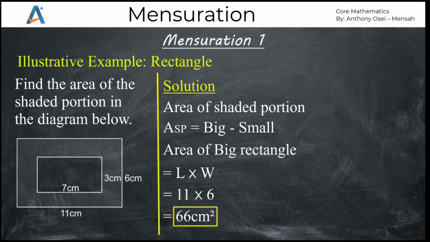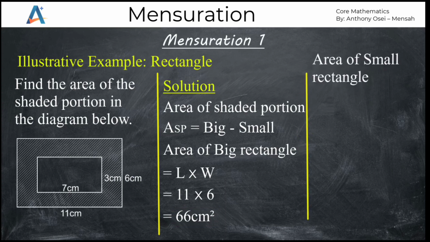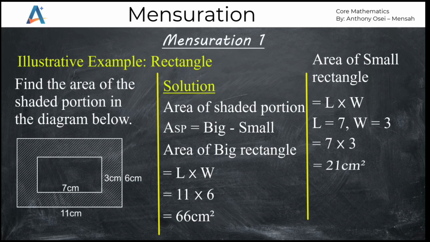Let's find the area of the small rectangle. Area of the small rectangle is also given by the same formula. So area of small rectangle is given as the length times the width. Now if you check, the length of the small rectangle is given as 7, so 7 centimeters, and the width of the small rectangle is 3 centimeters from the diagram. So the area will be 7 times 3, giving us 21 centimeters squared. So the area of the small rectangle is 21 centimeters squared.